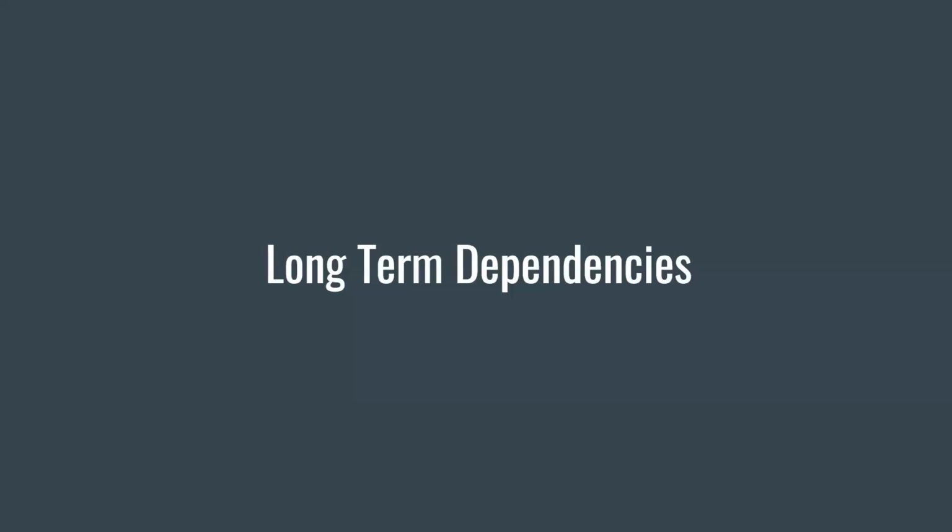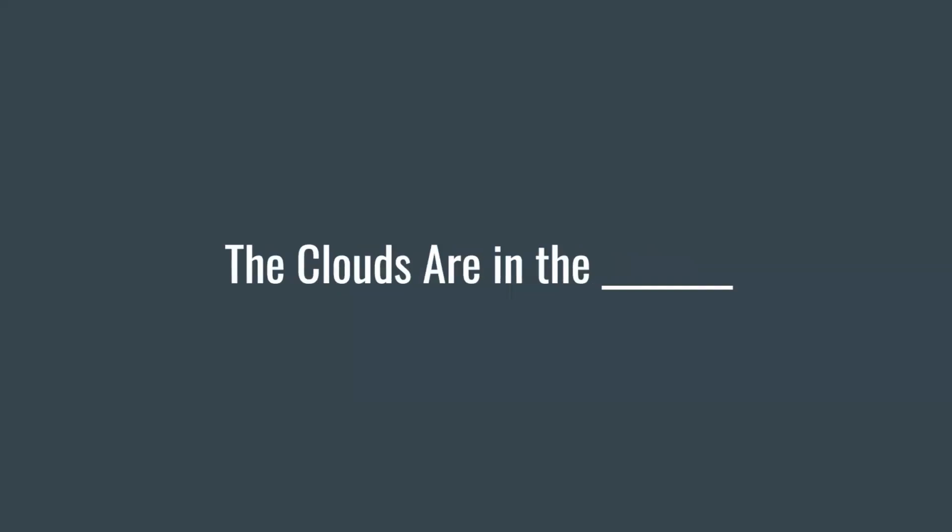Long-term dependencies in this context means context. When you're given a sentence, let's just say, I want you guys to fill in the blank for these next couple slides. The clouds are in the what? Sky. Cool. Why did you pick sky? Within the context of the sentence, that is a fair answer. Your mind immediately goes to sky. But why would it be the first thing that comes to mind?